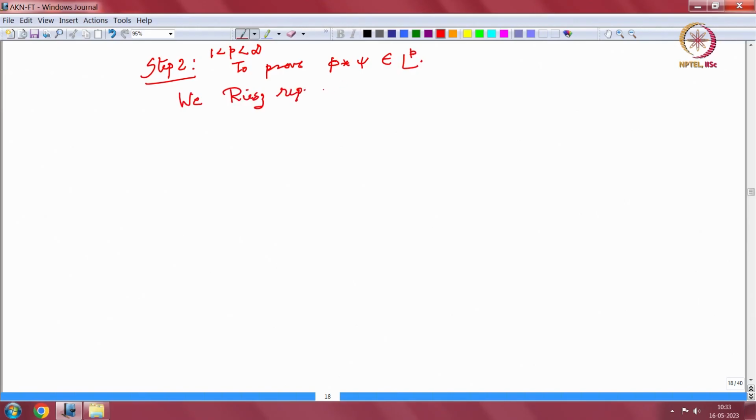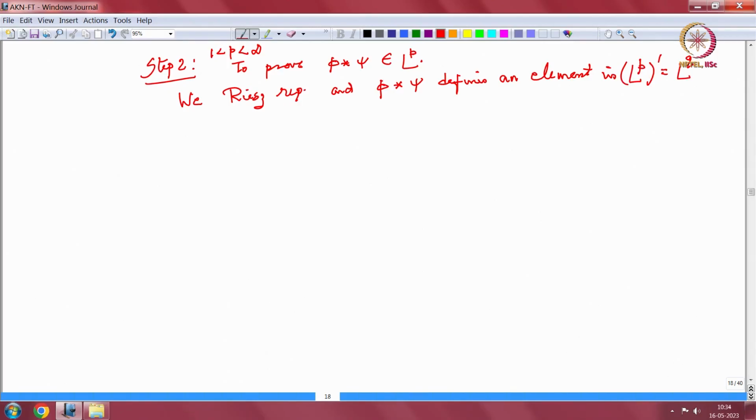Representation: we are going to define phi star psi, and it is enough to show that it defines an element in the Lp dual. That Lp dual is nothing but your Lq. Okay. So, you do that, you view it so. That is the Riesz representation theorem.